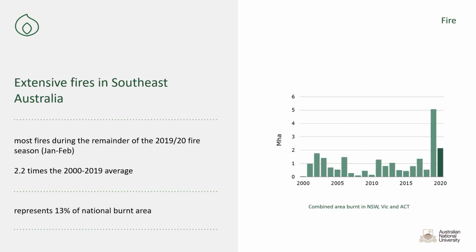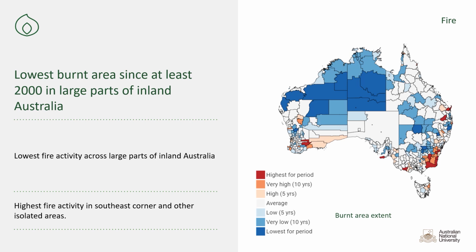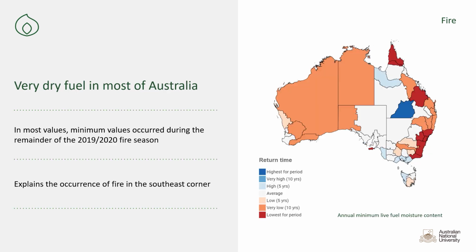The area burned in the ACT, New South Wales and Victoria in 2020 was less than in 2019, but still 2.2 times the 2019 average, and made up 30% of the national burn area in 2020. We found strong regional differences in terms of fire activity, with very low activity in inland Australia, which normally accounts for the largest areas and emissions, but high fire activity in Southeast Australia and other isolated areas.